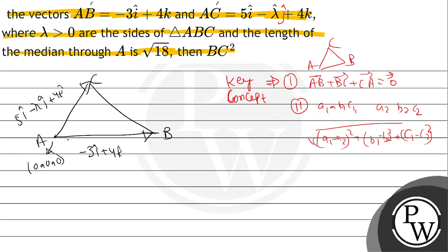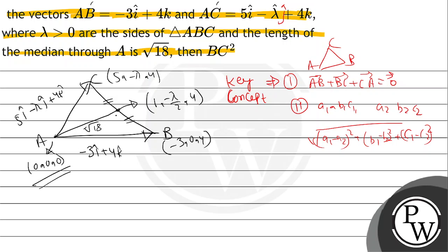All right, and the next thing which is given in the question is the median, whose value is given as under root of 18. So if A is 0 comma 0 comma 0, that is the origin, then B will be minus 3 comma 0 comma 4, and C will be 5 comma minus lambda comma 4. And since this is the median, this point is the midpoint of B and C, so this will be 1 comma minus lambda by 2 comma 4.